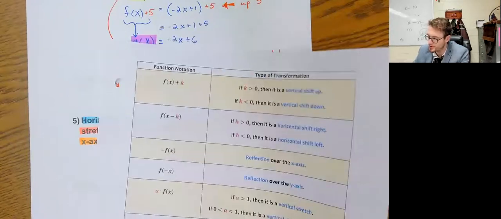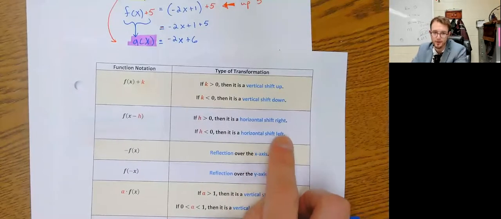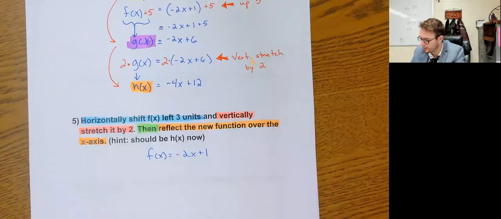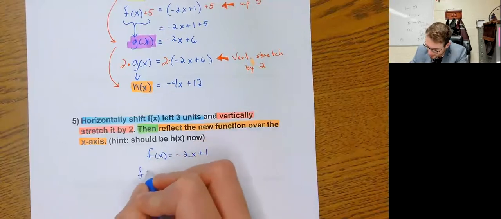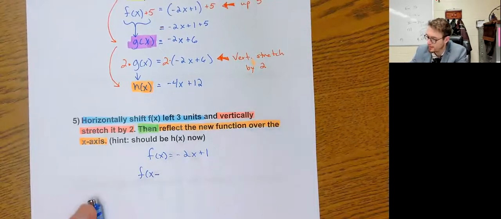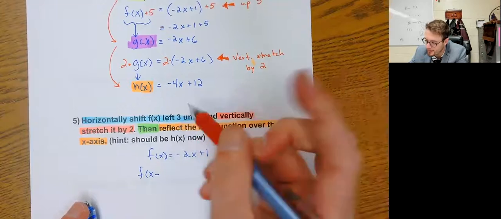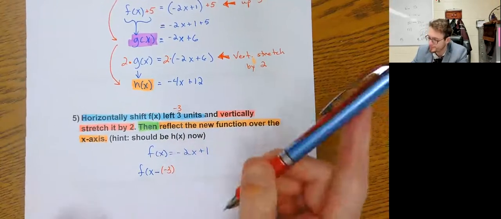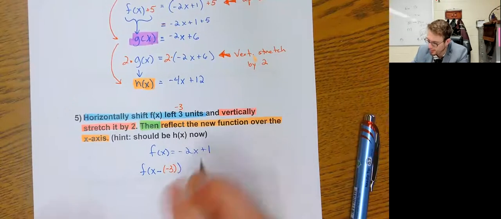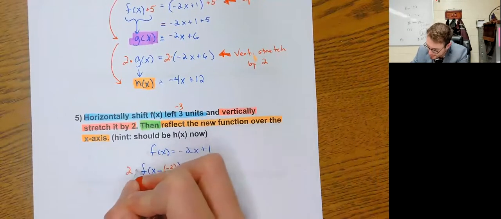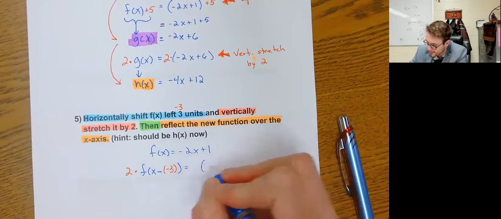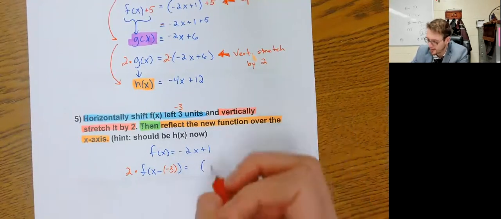So we've done a lot of vertical stretches, but left means that we're going to subtract off a negative number. H is less than 0. We're going to subtract off a negative number. All right. So what we get here is f of x minus, but a negative number. So left 3 means that this is actually a negative 3. And then we're going to multiply this entire function by 2. So we're going to have some stuff happen to the outside, and that's multiplying the whole thing by 2.